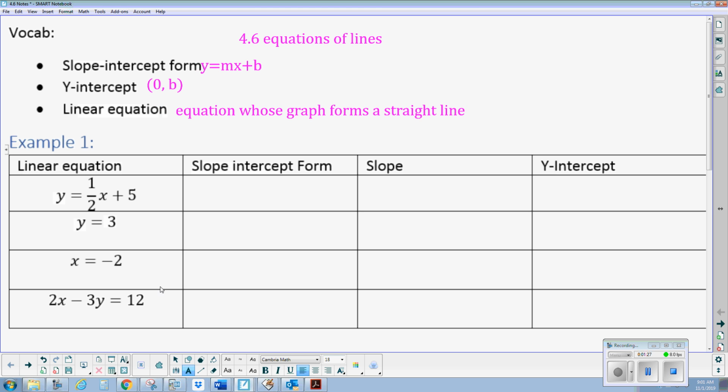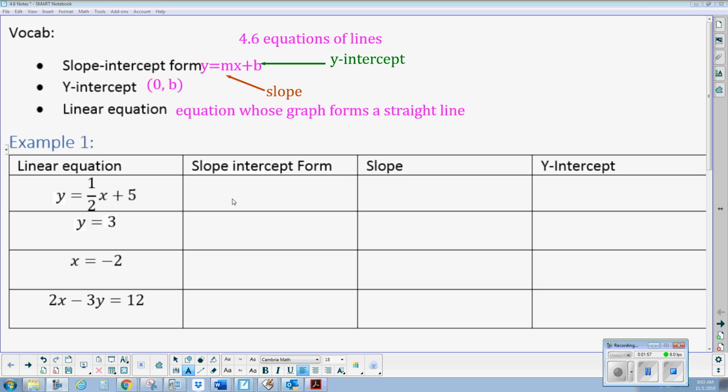So in each of these equations, we're going to rewrite the equation so that it is in slope-intercept form. Now, for a couple of these, we don't rewrite it because it's either a vertical or horizontal line. But for the others, we're going to write them in slope-intercept form. And we do this so that we can easily identify the slope, which is m, and the y-intercept, which is b.